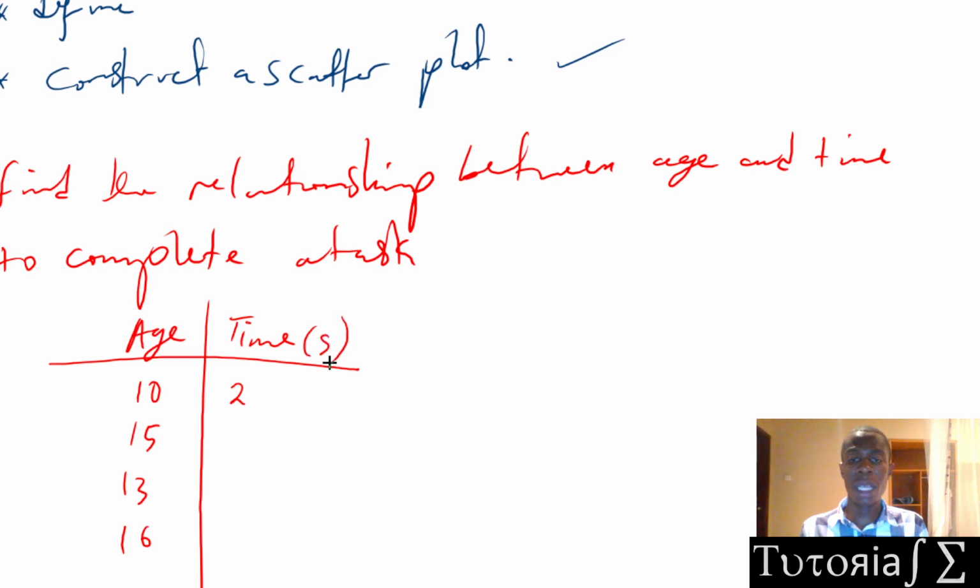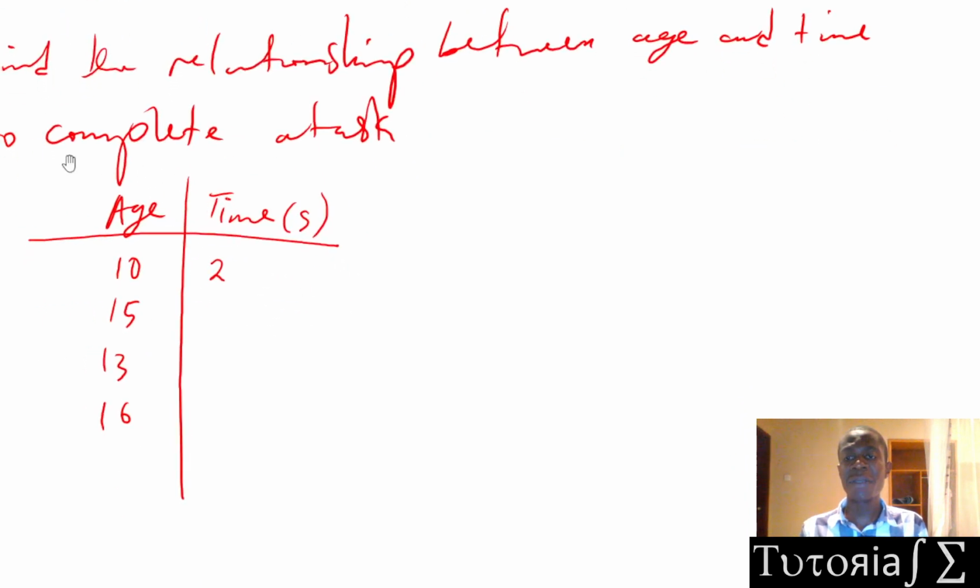So this is time in seconds. Maybe an individual that is 15, it takes them 5 seconds. So no need to put the seconds. Maybe an individual that is 13, it takes them 4 seconds. Maybe an individual that is 16, it takes them 7 seconds.